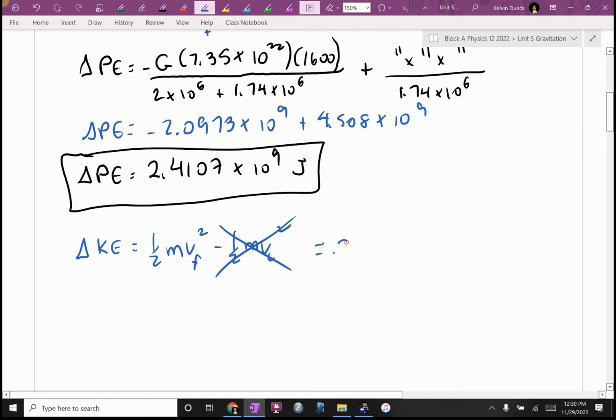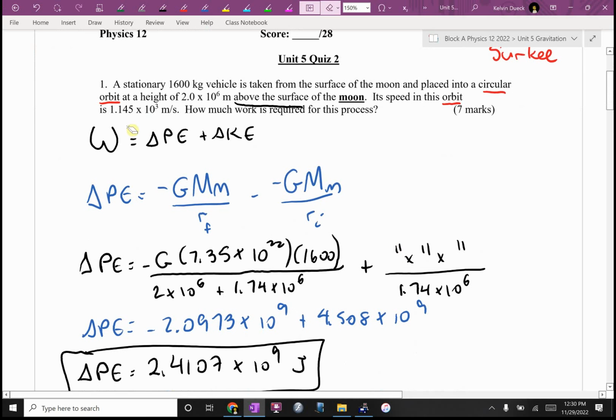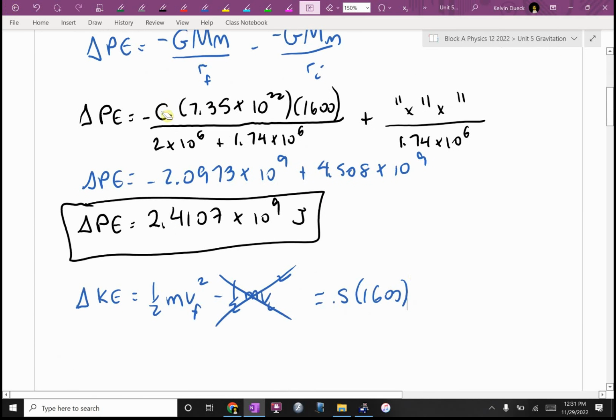So it's going to be 0.5 times 1600. Did they tell me the speed? What if they hadn't told me the speed? Gravity is what's pulling me in a circle, and I can solve for V orb. I think I gave you one of those in another question. But for now, they did tell me the speed. And the reason it's so specific is I calculated the speed. 1.145 times 10 to the third. By the way, 1.145 times 10 to the third, that's just 1145. It's less work to not write it in scientific notation, so I did that.